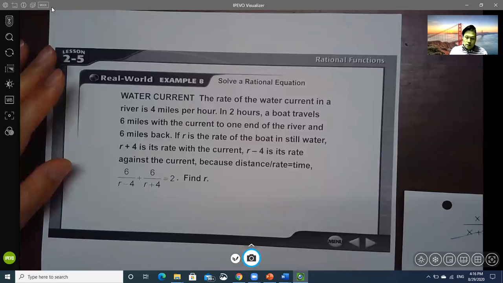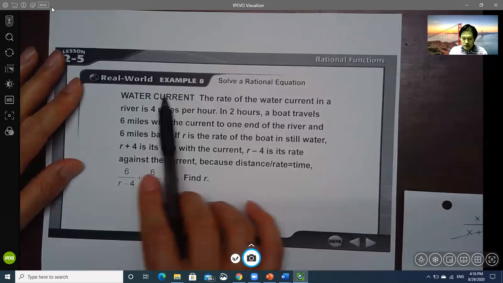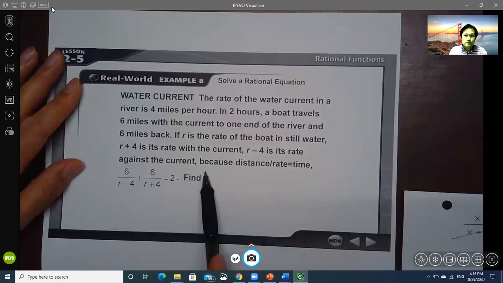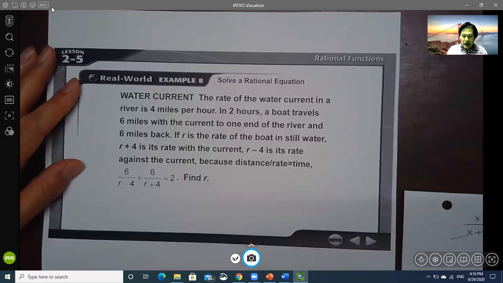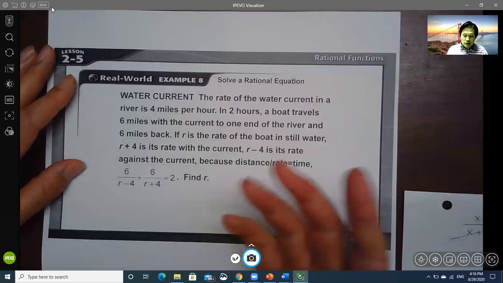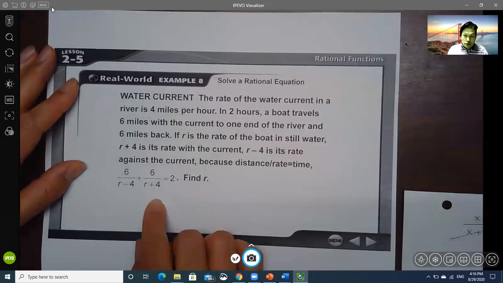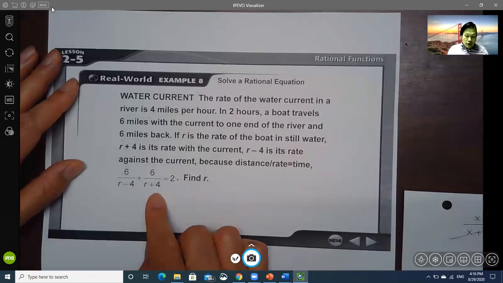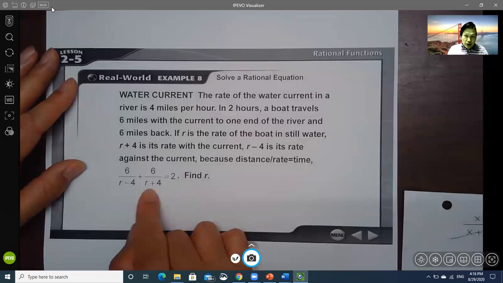Okay. This is a word problem. Basically, they want you to find the value of r. Exactly the same question as the other. Did you realize I didn't even read the question? Find r, and that's all you need to do. So I'm going to just jump into solving the equation. How do you find the r here? You have to get rid of the denominator.